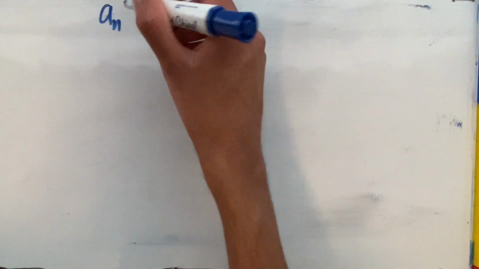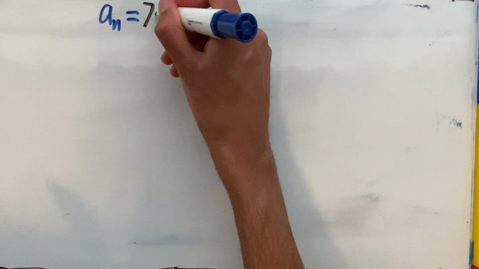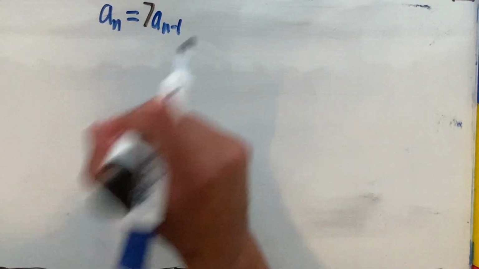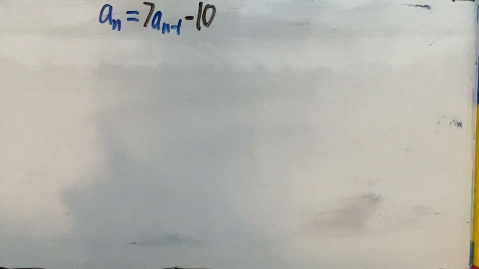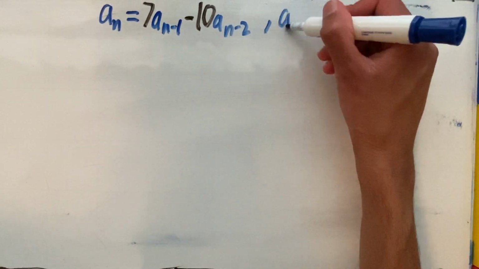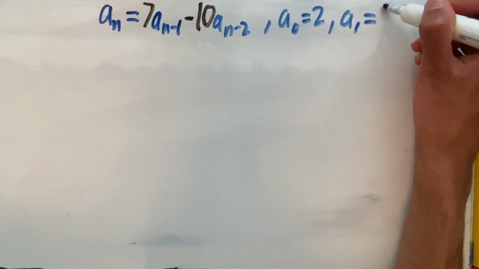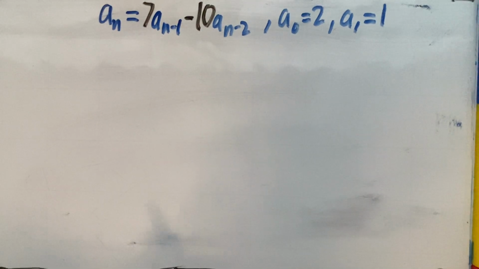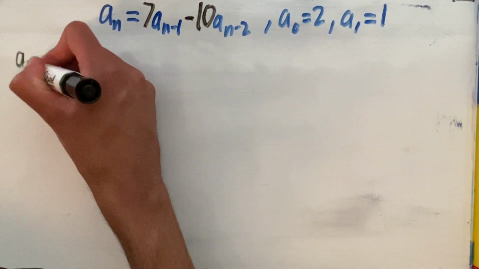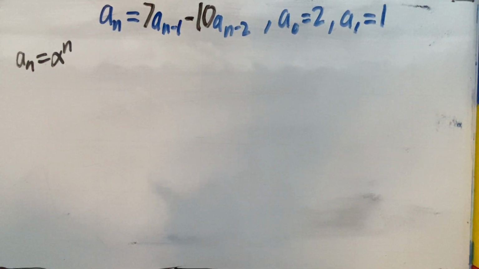Okay. So let's do this example. Say a sub n equals 7 times a sub n minus 1 minus 10 times a sub n minus 2, and we are given that a sub 0 equals 2 and a sub 1 equals 1. So recall what we're doing here is we're assuming that there's some alpha such that a sub n equals alpha to the n power.